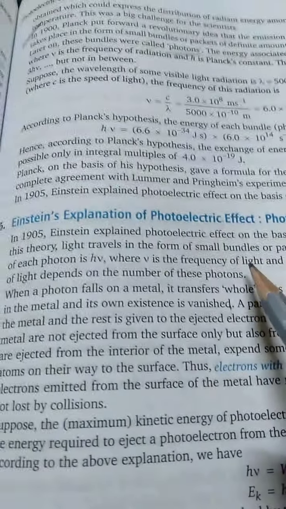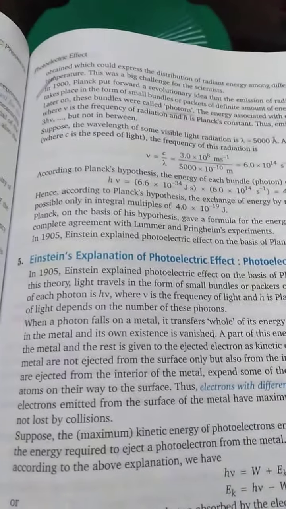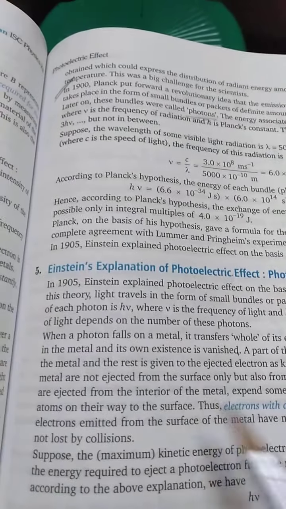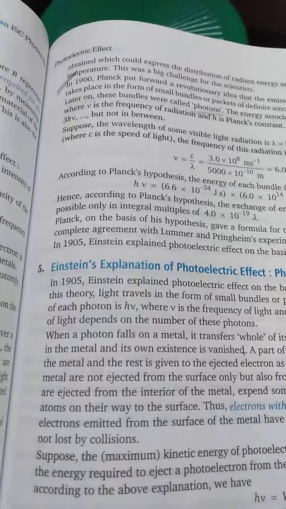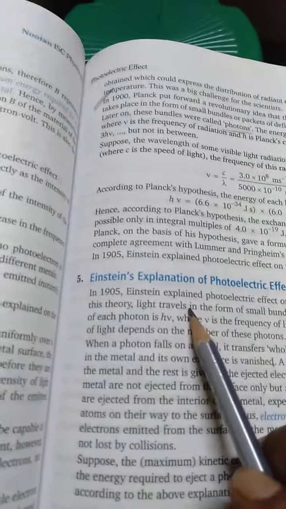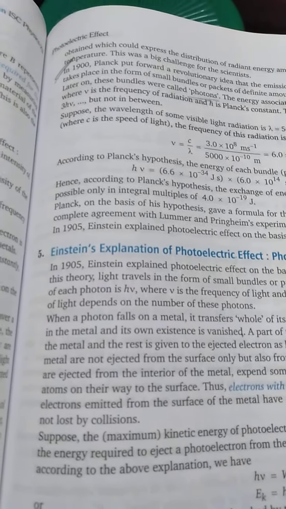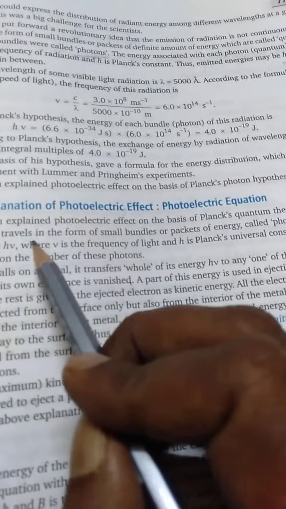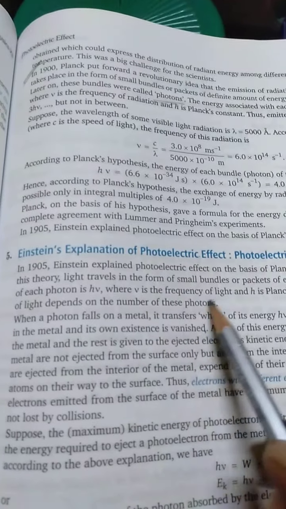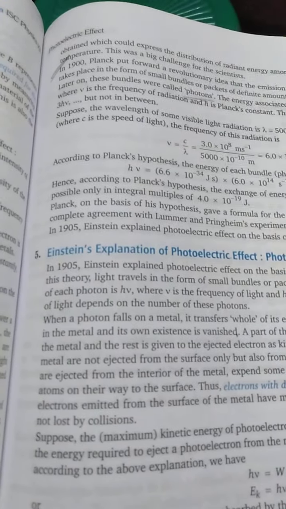Einstein's explanation of photoelectric emission. On the basis of the Planck quantum theory, Einstein explained that, according to this theory, light travels in the form of small bundles or packets called photons. The energy of each photon is h nu, where nu is the frequency and h is Planck's universal constant.